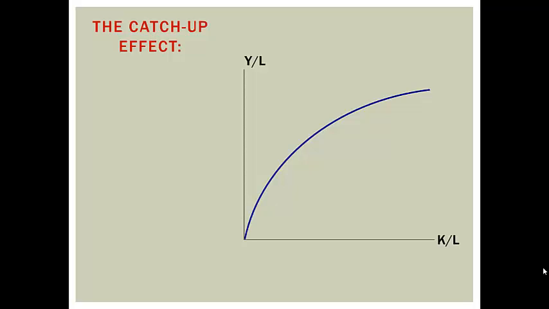Let's see how it works. Let's look at the graph that illustrates this effect. On the vertical axis, we're going to put our productivity, output per worker. Y stands for the output, L stands for the labor. And on the horizontal axis, we're going to put capital per worker. So we're going to see how our productivity changes based on the amount of capital that we have. It's going to look like this graph. What does it mean? It means that if we increase capital per worker, we increase their productivity. But we increase it at a decreasing rate.